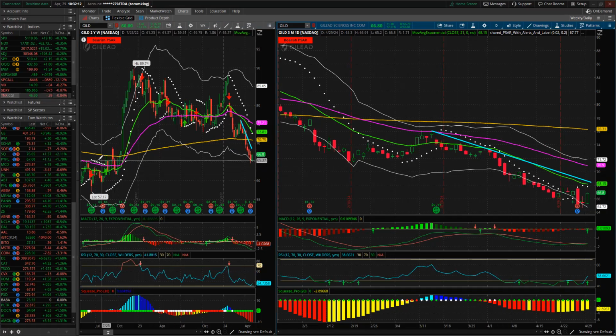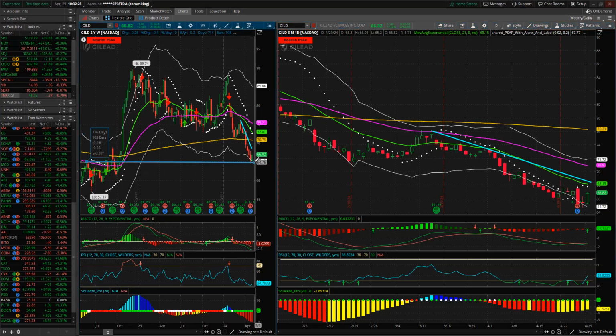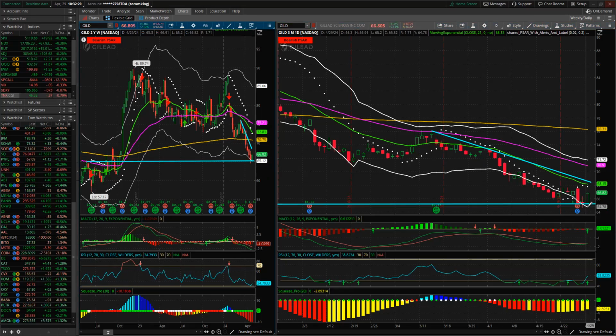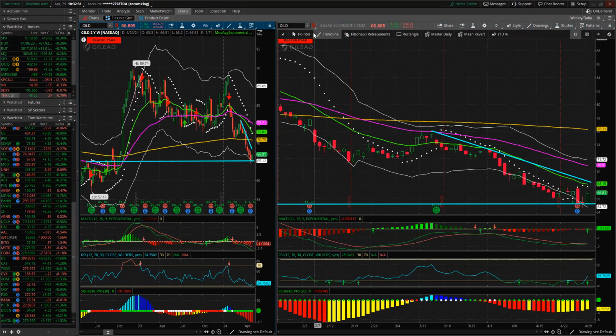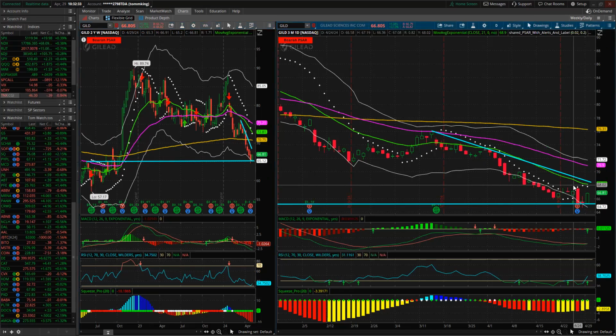I don't know, maybe there's even some support right in here. If you look all the way back to somewhere in May of 23, it's pretty much this pivot high, something along those lines. So we came down, slammed right on it. This is not bad. I'd consider doing something in Gilead here.